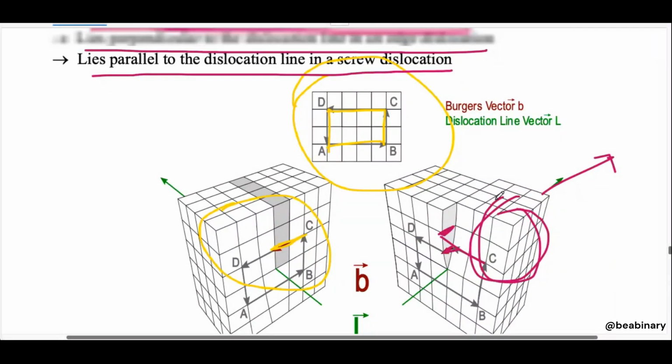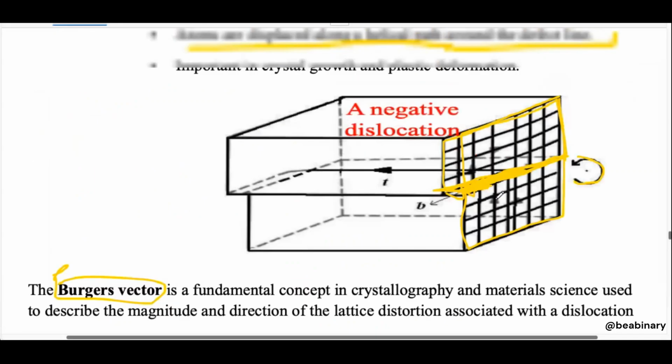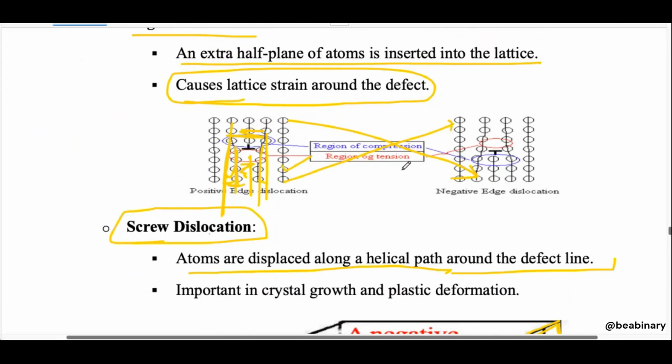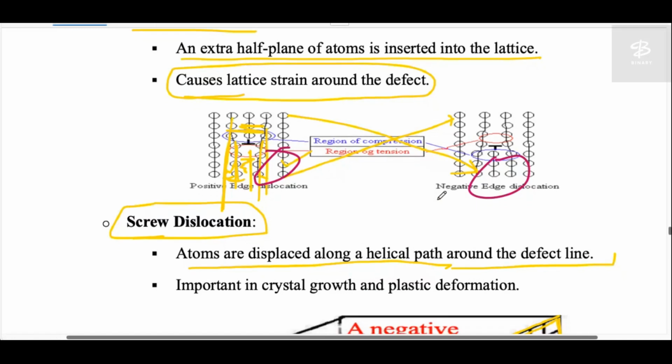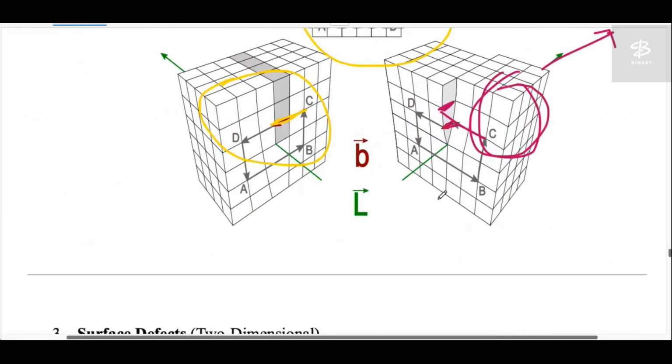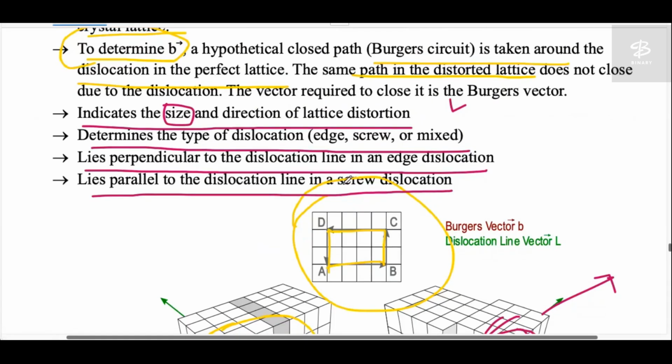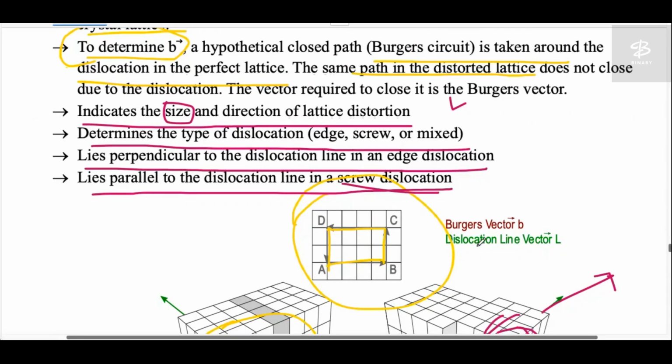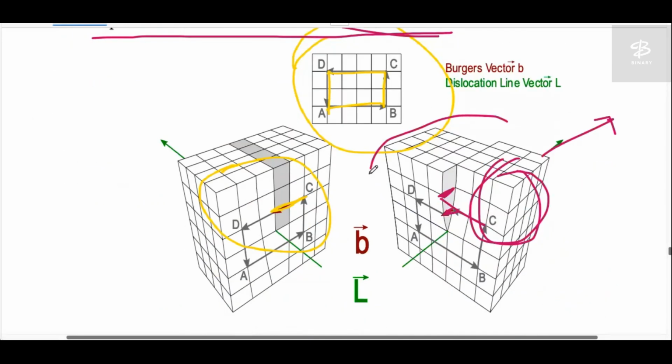Here you can see in this figure, this is the line defect, because the dislocation is moving in a perpendicular way to that line. So that is known as your line defect or edge dislocation. And if that is parallel, then it is known as your screw dislocation. So if we talk about this particular figure, it is a screw dislocation.